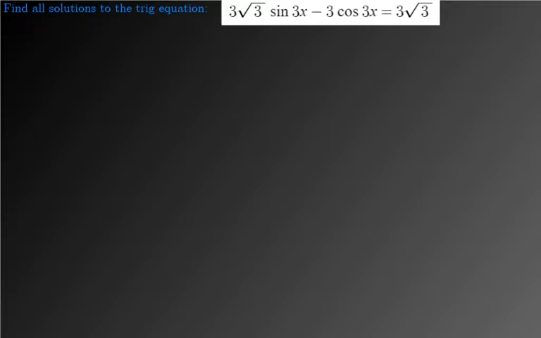And one thing, though, that we know is that if we have squared trig functions, like 1 minus sine squared is cosine squared, we can utilize that to help us here. So basically what I'm going to do is move just this over, and then square both sides. So I'm going to have 3 root 3 sine 3x equals 3 root 3 plus 3 cos 3x.